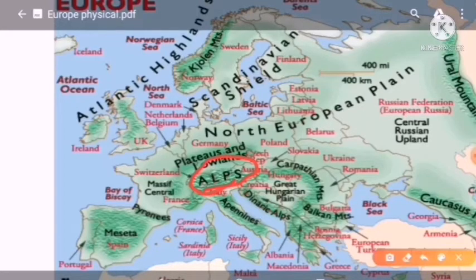We have seen earlier about the Carpathian Mountains. So this is the eastern arm of the Alps. This range stretches to Asia, till the Himalayas.